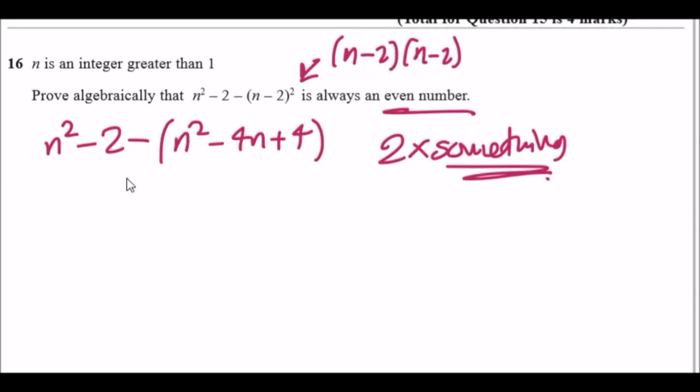Now, be very careful when you subtract, yeah? Because this minus sign will flip everything here. So just expanding it carefully, we're going to have minus n squared plus 4n minus 4. Good. So now we're out of that risky area.